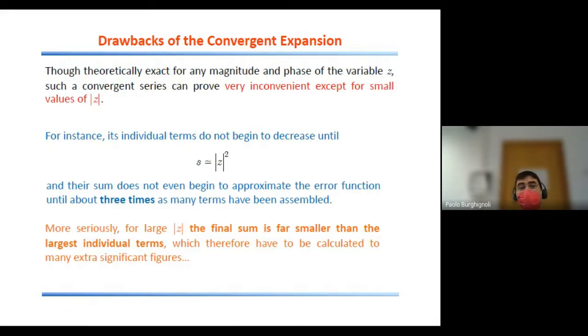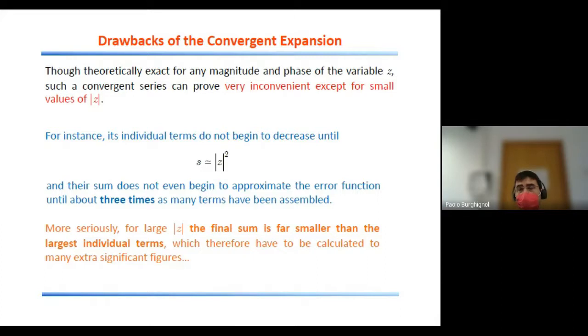And why is that? Well, the first problem is that the series is slow, so it converges, but it converges quite slowly. So, for example, the individual terms of the series do not begin to decrease in absolute value, which is, of course, a necessary condition to achieve convergence, until the index of the series is of the order of the absolute value of z squared. Okay, and their sum does not even begin to approximate roughly the exact value of the error function until about 3 times as many terms have been summed. So for a very large absolute value of z, you need to sum a huge number of terms.